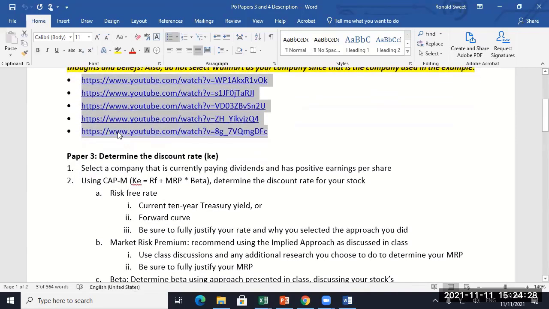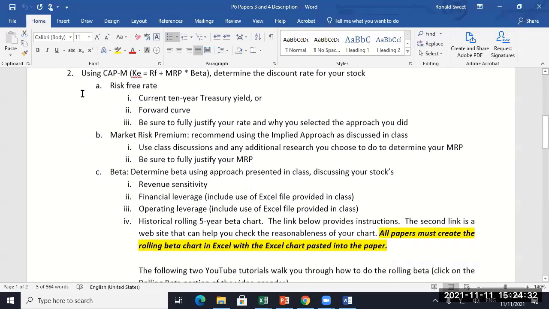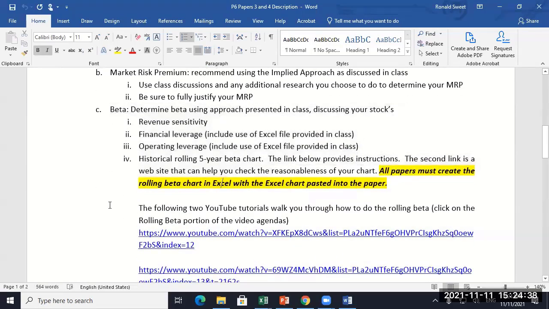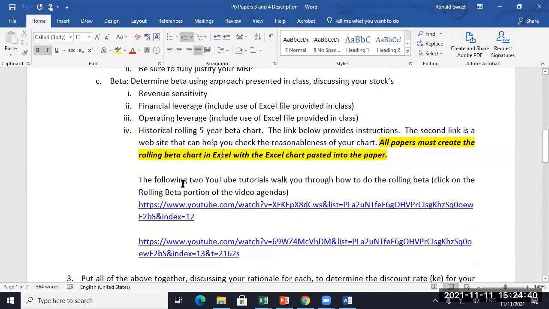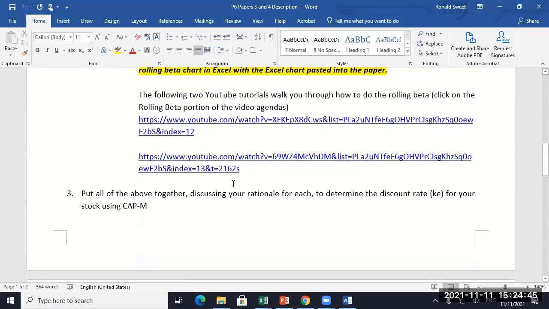They're pretty fairly short. So paper three is your discount rate. You've got to discuss the risk-free rate, the market risk premium, and your beta, and follow that four-step process on the beta, including the rolling beta chart. There's videos that show you how to do the rolling beta. Just make sure whatever video you use that it's doing monthly, right? I switched from weekly to monthly, switched from 3 years to 5 years, so make sure you've got the right one. I think these are the monthly ones. Put it all together, and you've got your discount rate.